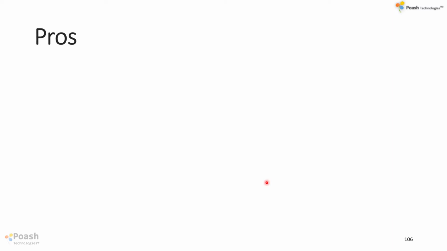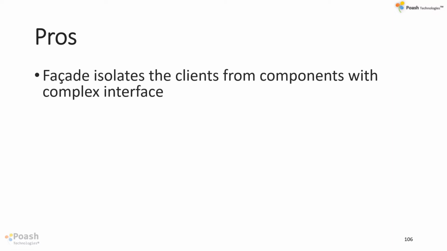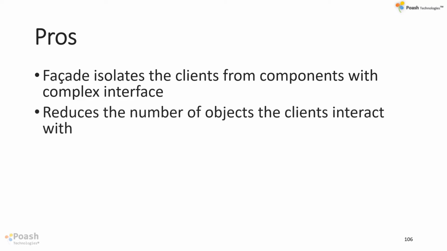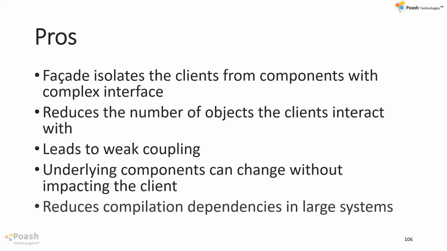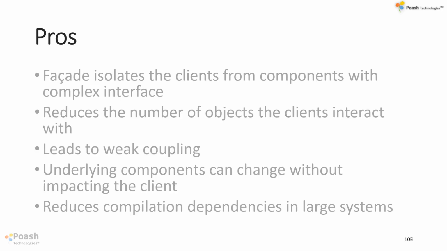Now let's see what are the pros and cons of using the façade. Façade isolates the clients from components or classes that have a complex interface. This in turn reduces the number of objects that the clients have to interact with, and this leads to weak coupling. Therefore, the underlying components can change without having any impact on the client. And as I said earlier, the façade pattern also reduces the compilation dependencies on various components in large systems.